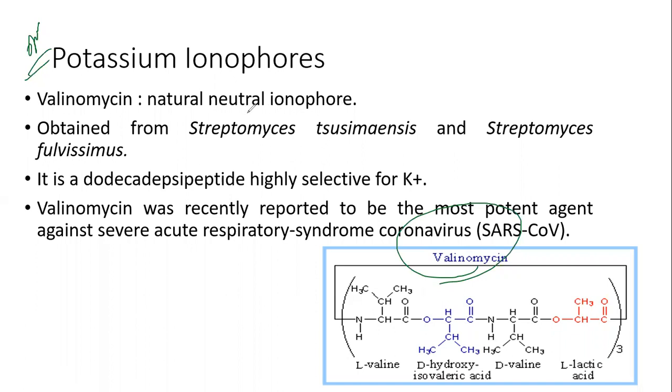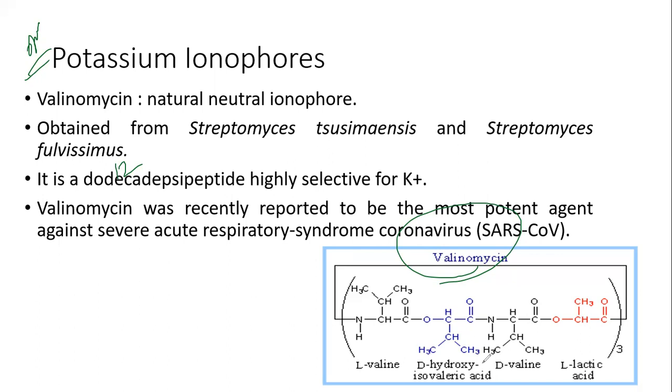So it is a natural neutral ionophore. Again it is obtained from Streptomyces sumensis and Streptomyces fulvissimus. It is a dodecadepsipeptide, highly selective for K+. I think this means 12. Dodecadepsipeptide. Valinomycin was recently reported to be the most potent agent against the SARS-CoV.